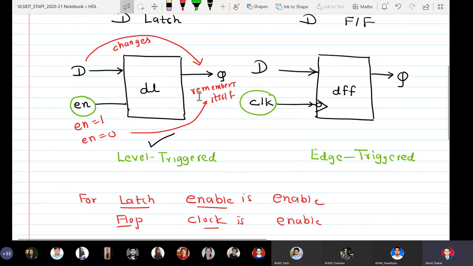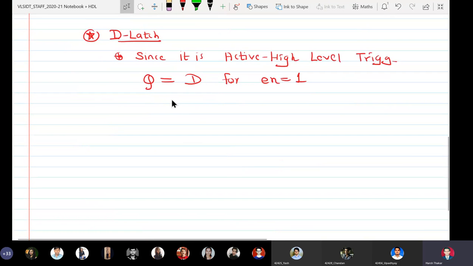Okay. And here, for En equal to 1, I can say Qn plus 1 equal to D, and for En equal to 0, Qn plus 1 equal to Qn. That is no change. Okay.